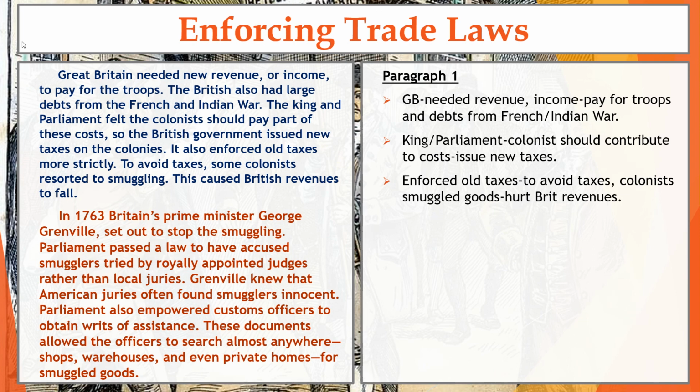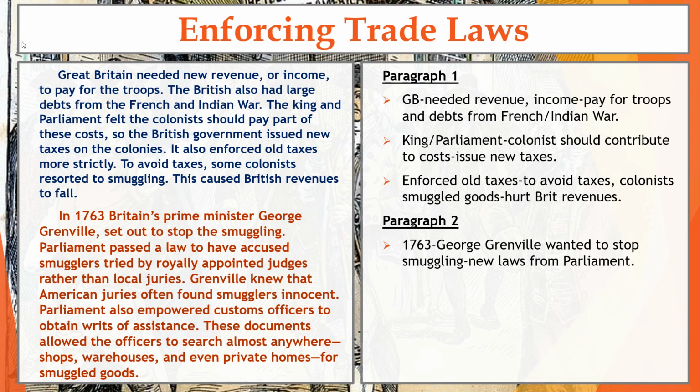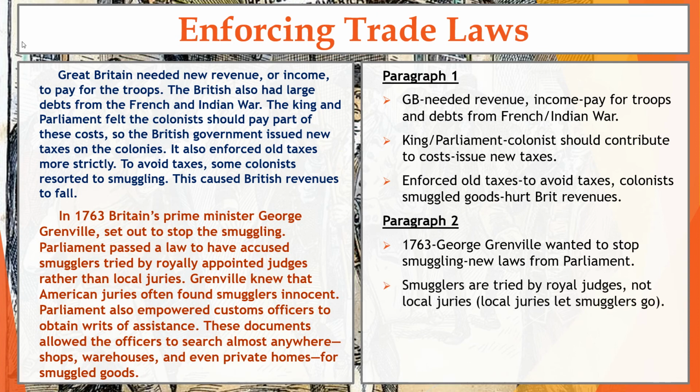Let's take a look. Right, 1763, Grenville wants to stop smuggling. Let's see how I did this. Oh, I even went a little further. New laws from Parliament. I even mentioned that. I didn't think I went that far with that particular summary. Okay, American juries found smugglers innocent. Empowers officers to obtain writs of assistance. I had to substitute there. I couldn't write it the way the text had it here.